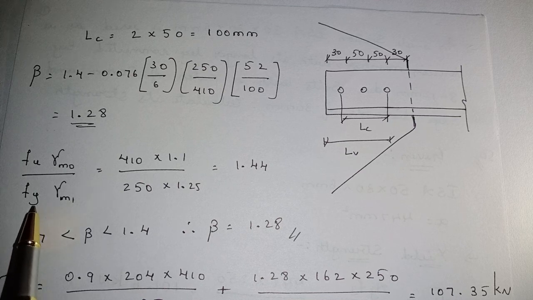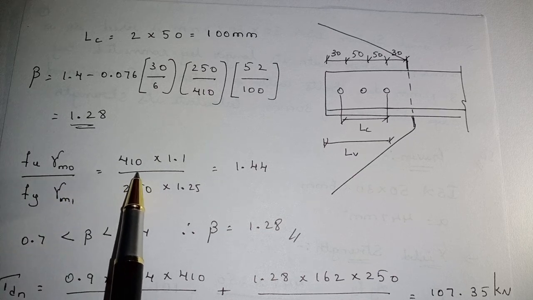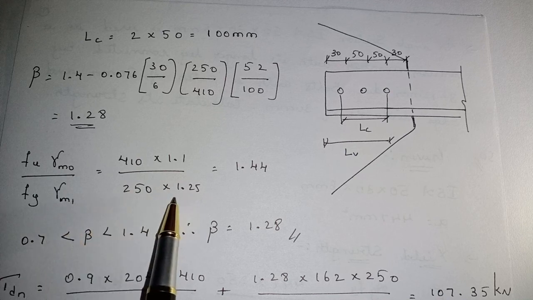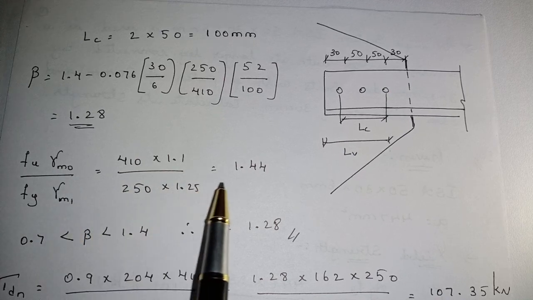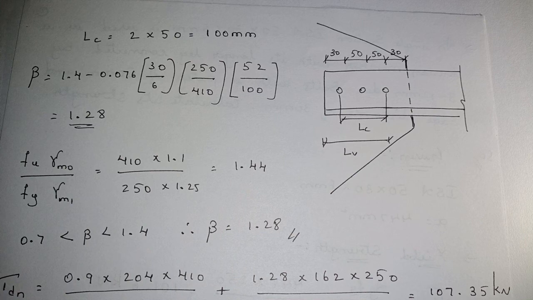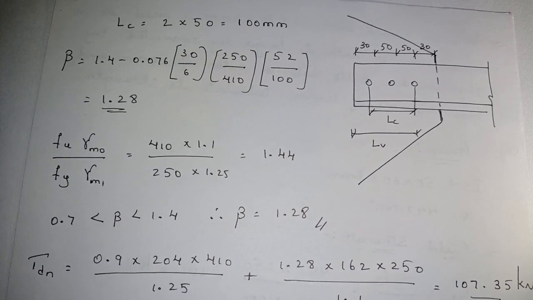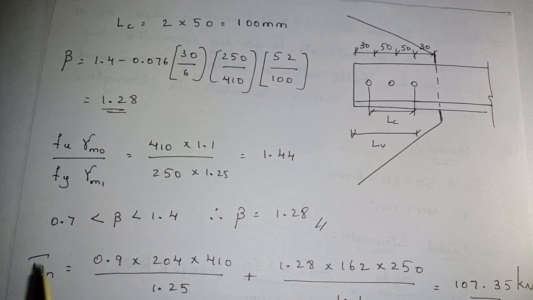This is according to code book. Fu gamma M0 divided by Fy gamma M1. Fu you know, gamma M0 you know, Fy you know, gamma M1 you know. Okay, substitute everything, 1.44 you will get it. So now it should be always greater than 0.7. Okay, you have three conditions. Beta should be greater than 0.7 and also lesser than this equation. Okay, it should be in the middle of these two. Okay, and we got beta as 1.28 and this is correct.